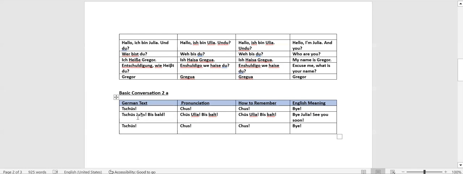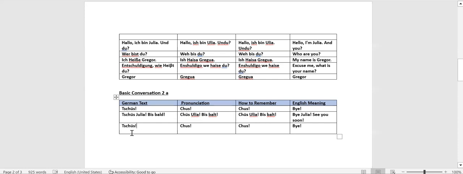Tschüss, Julia, bis bald. Now, what does this mean? This means, bye Julia, see you soon. Bis bald means, see you soon. How to pronounce this? Tschüss Julia, bis bald. How to remember? There is no shortcut. You need to just remember it as it is. Tschüss Julia, bis bald. See you soon.